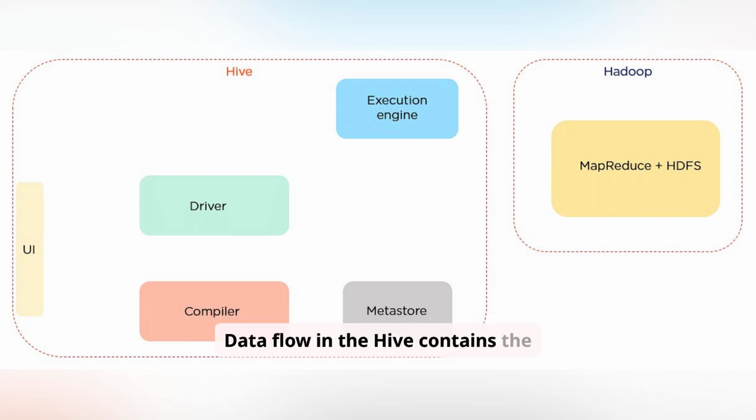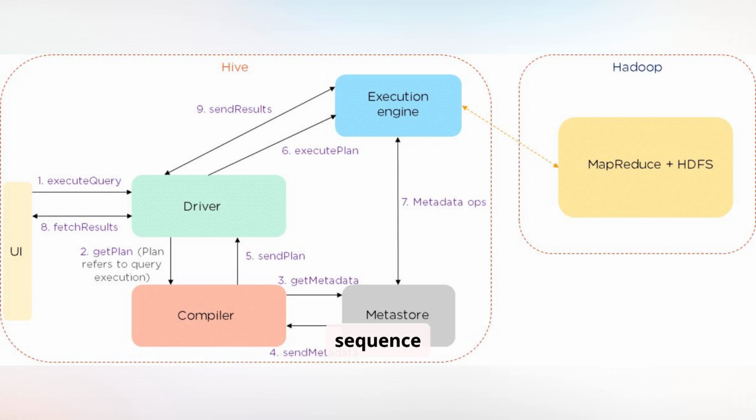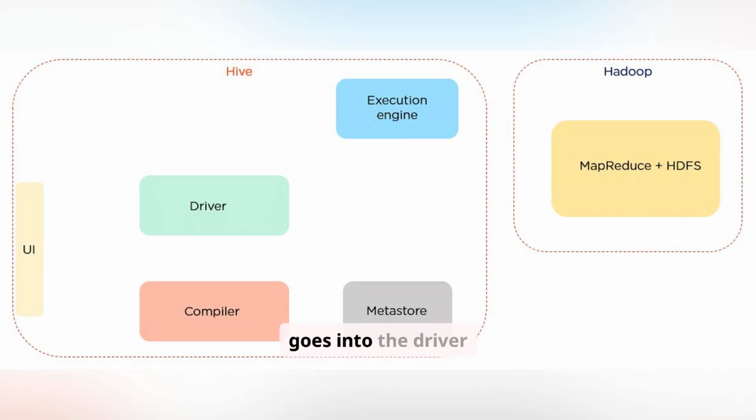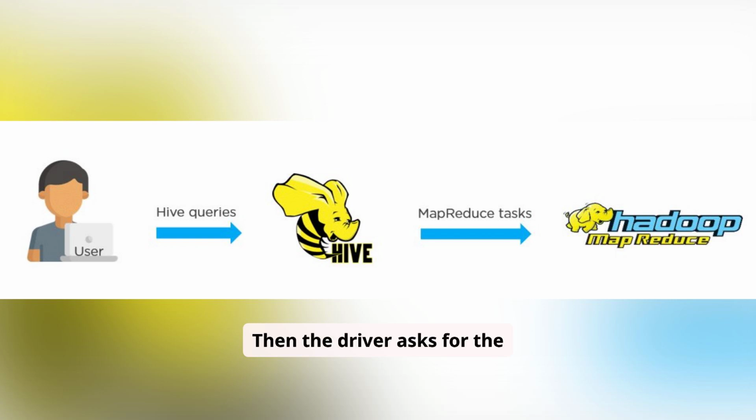Data flow in Hive contains the Hive and Hadoop system. Underneath the user interface, we have driver, compiler, execution engine, and metastore. All of that goes into the MapReduce and the Hadoop file system. The data flows in this sequence. We execute a query, which goes into the driver. Then the driver asks for the plan, which refers to the query execution. After this, the compiler gets the metadata from the metastore.